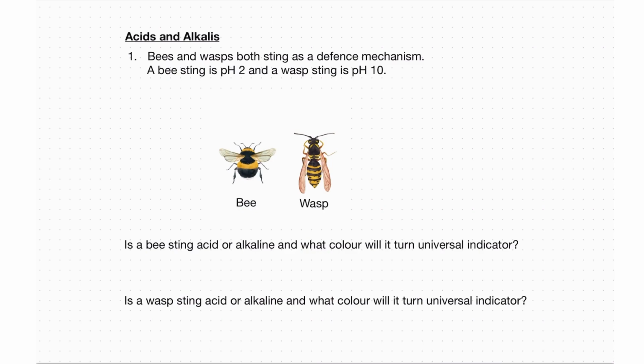First up then, a question on bees and wasps. We know that bees and wasps both sting, and they use the sting as a defence mechanism, and they tell you the pH of the bee sting and the wasp sting. They've given you a picture for reference as well. The pH of the bee sting is pH 2 and the pH of the wasp sting is pH 10. So they're asking about the pH levels of the sting and also what colour it will turn universal indicator.